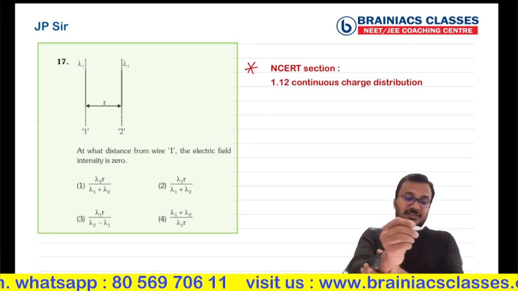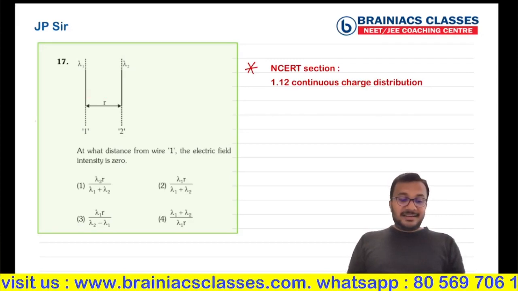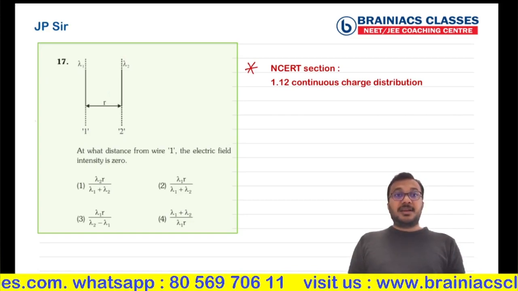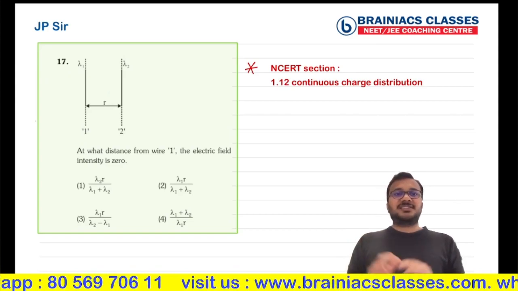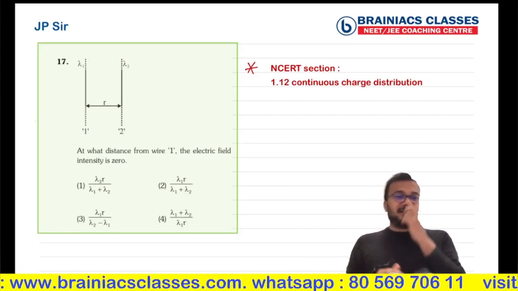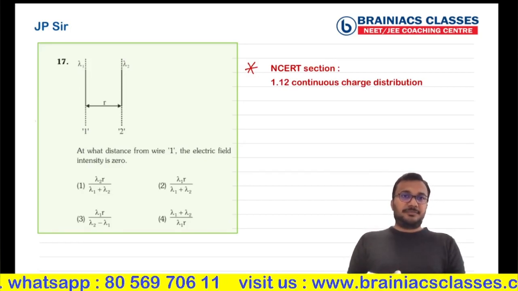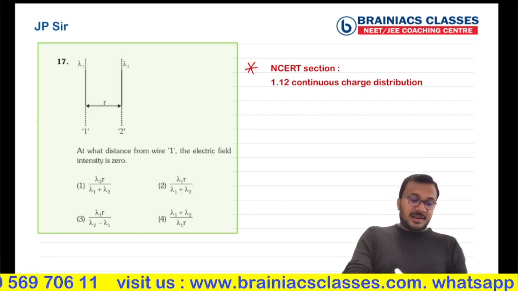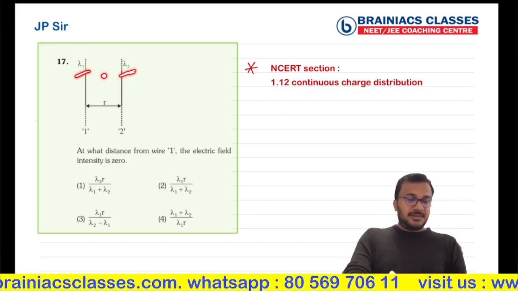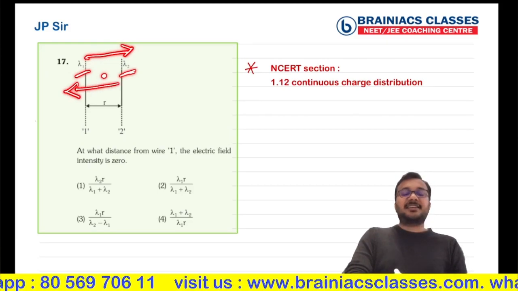At what distance from wire 1 is the electric field intensity 0? Lambda 1 and lambda 2 are both different charge densities, not the same. It's not at the center, definitely. It is at some other distance from the center, from lambda 1. So where is that point? We need to calculate. Why is it not at the center? Because lambda 1 and lambda 2 are of different magnitude. For the same magnitude, the center is 0, because both are positive, so one electric field line will go like this, one will go like this. At the center it is equal to 0.